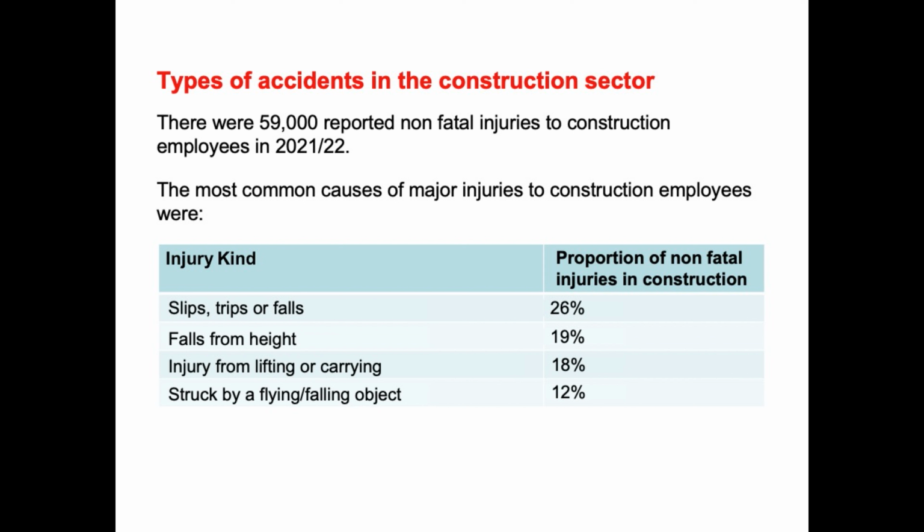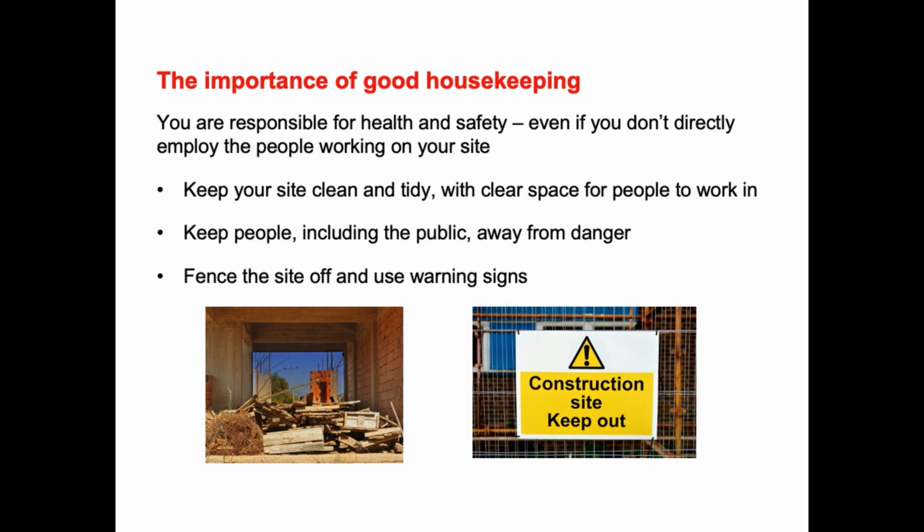2021/22. The most common causes of major injuries to construction employees were slips, trips or falls, 26%, falls from height, 19%, injury from lifting or carrying, 18%, struck by a flying or falling object, 12%. The importance of good housekeeping.